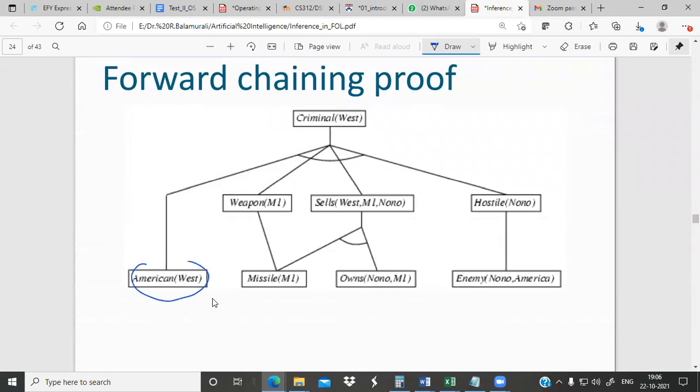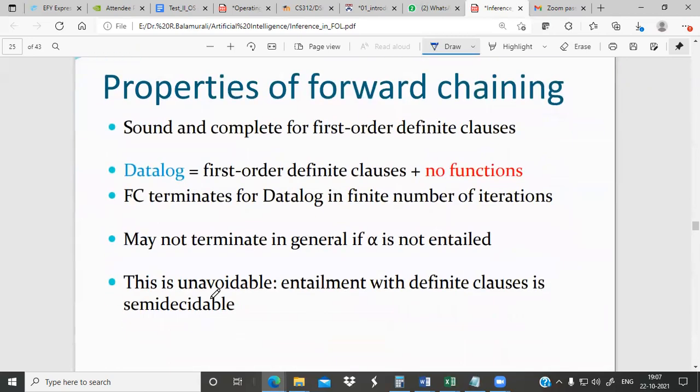From atomic sentences, we keep on inferring until we reach a final point. Beyond that we cannot infer, so we stop here. And it has been proved that West is a criminal. Okay, fine. The properties of forward chaining: it is sound and complete, right? Sound in the sense that whatever it infers is correct, and complete in that it can infer everything.